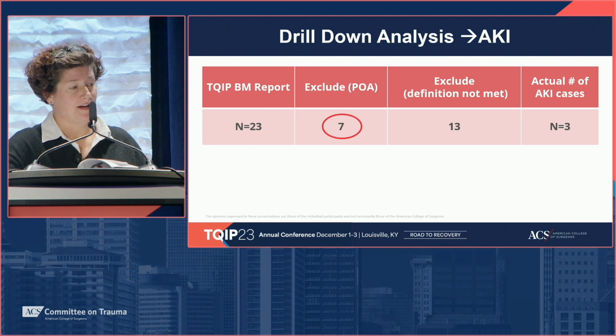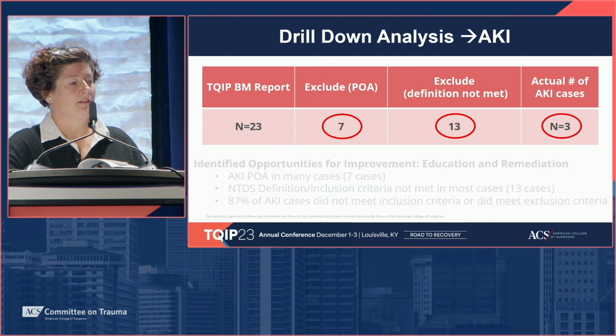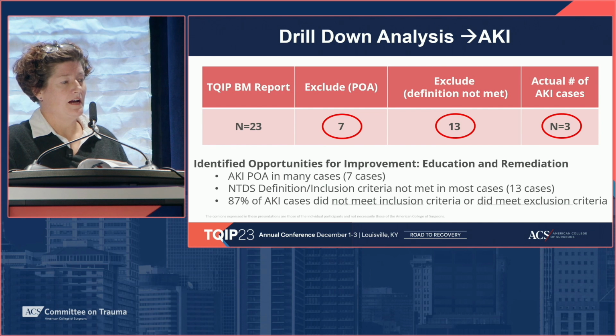And when I drilled down, what I found is I was able to exclude 7 because the condition was actually present on admission. 13 met exclusion criteria, that they never met the inclusion criteria, which left me with a total number of cases of 3 AKIs.